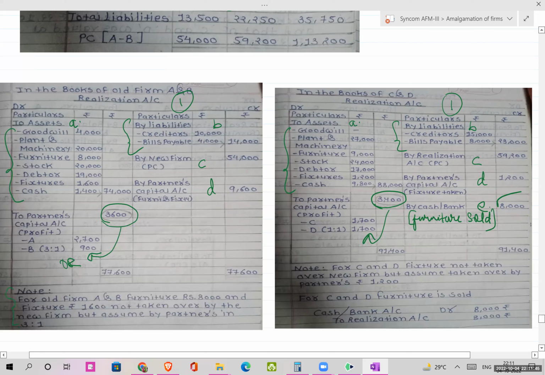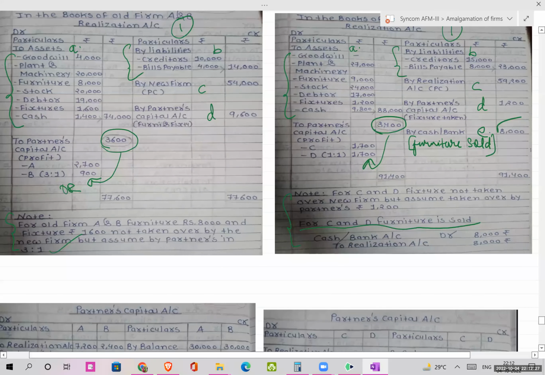See, I've written a note also. For old firms A and B, fixtures rupees 8,000 and fixtures of rupees 1,600 not taken over by the new firm, but assume that it is taken over by partners in 3:1 ratio. Okay. So ये 9,600 कैसे आया? 8,000 plus 1,600. So it is 9,600 like this. Okay. Yeah. And here C and D, fixtures not taken over by new firm, but assume taken over by partners, 1,200. Okay. और फिर वो C and D furniture is sold, so cash flowing to realization, and that is where the effect is seen in realization. Fine. So I hope till here it is clear to everyone.